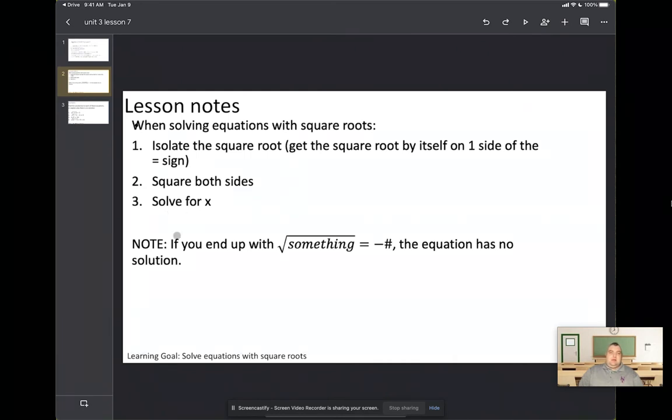The important thing to note, and I talked about why this is the case in the previous lesson: if you end up, in the process of attempting to solve an equation, with the square root of something equals a negative number, the equation has no solution. You can't have a positive square root equal to a negative number. So again, if you end up with the square root of something equals a negative number, you can go ahead and stop. That means there's no solution.